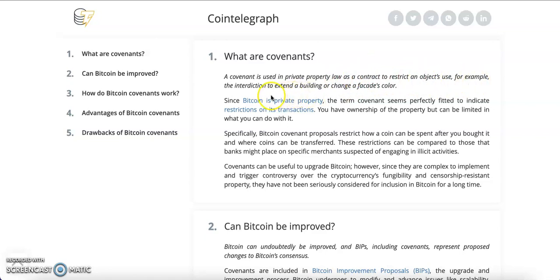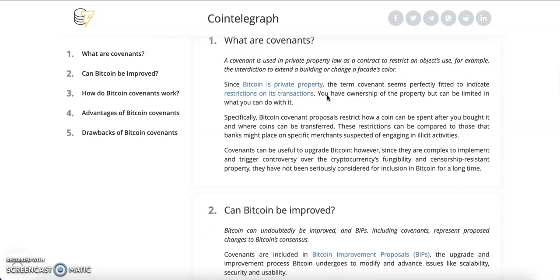For example, of course I'm reading from the material right now, the interdiction to extend a building or change a facade's color. If you don't know what that means, it's fine. So since Bitcoin is private property, the term covenant seems perfectly fitted to indicate restrictions on its transactions. You have ownership of the property, but you're limited in what the property can do. So let me relate it to Bitcoin so you can understand.